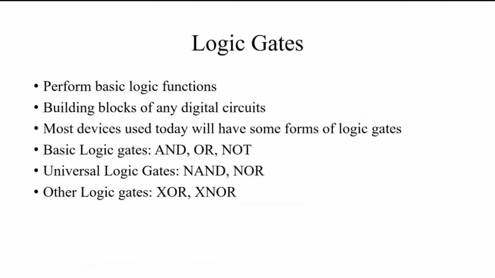Logic gates perform basic logic functions. Generally we use logic gates for performing a basic logic function, like when we multiply two Boolean variables, there is a need of logic gates to produce the result in the form of 0 and 1. It is also a building block of any digital circuit. Most of the devices used in day to day life have some form of logic gates, whether in the form of a counter or register.